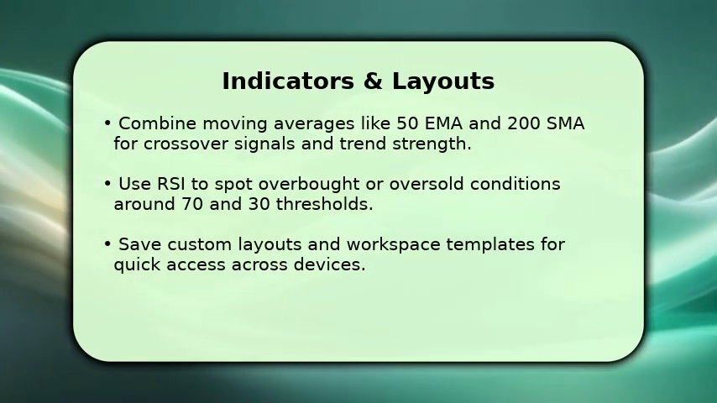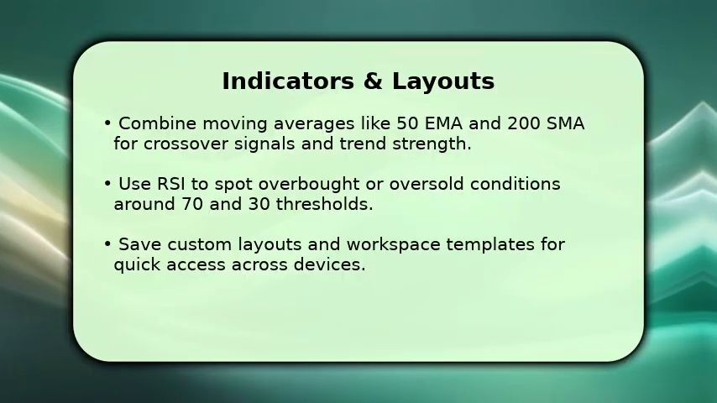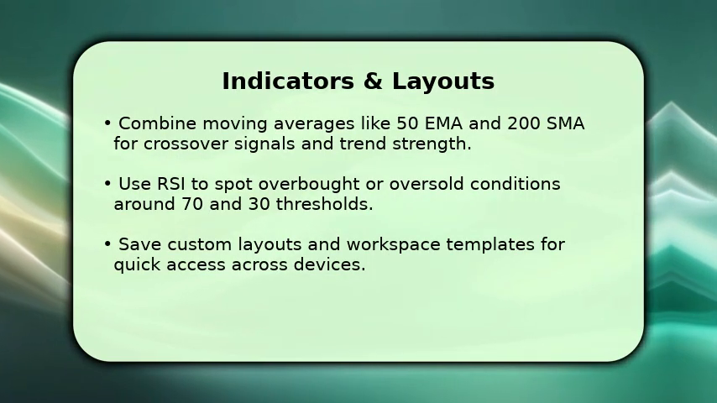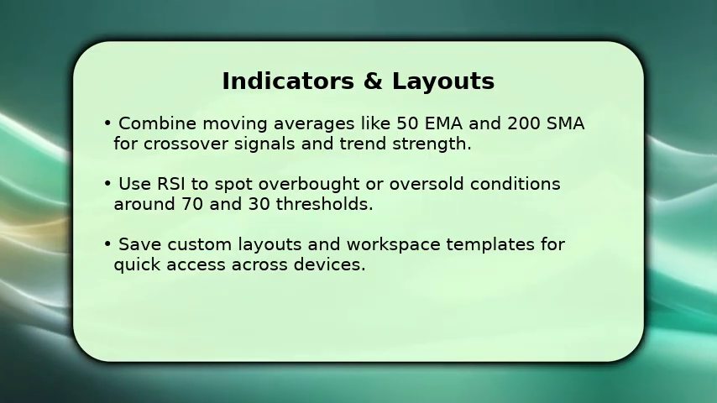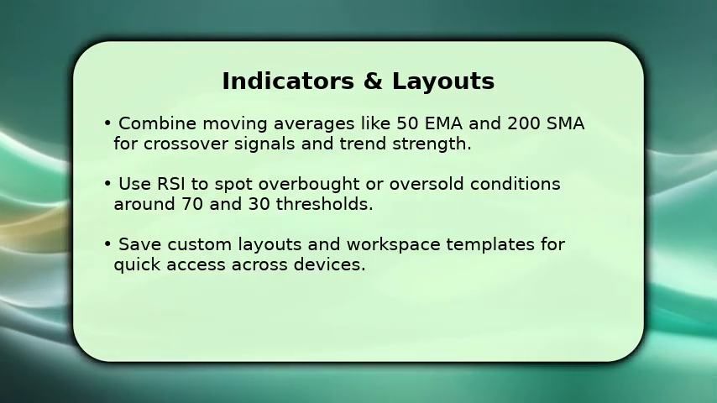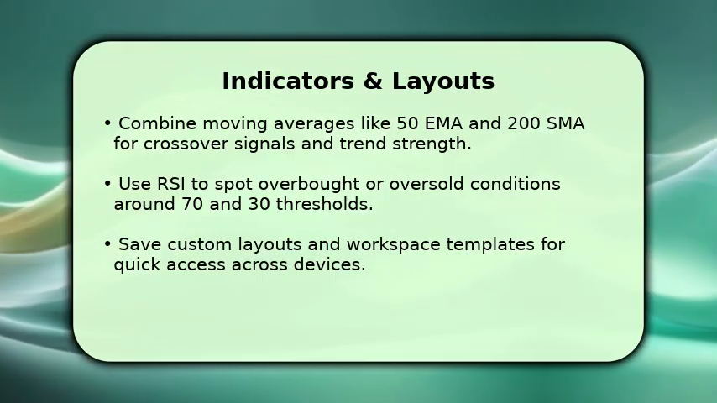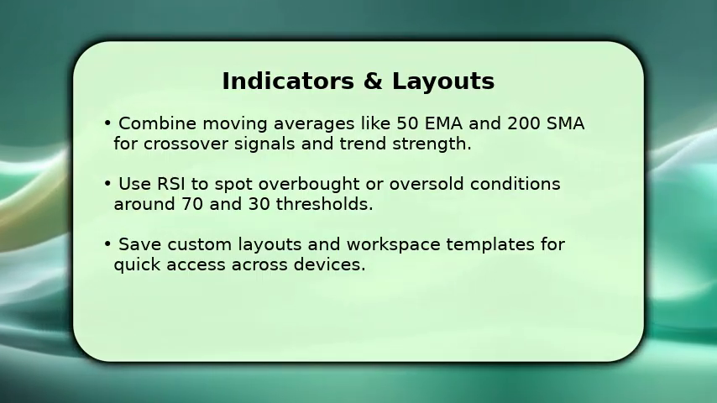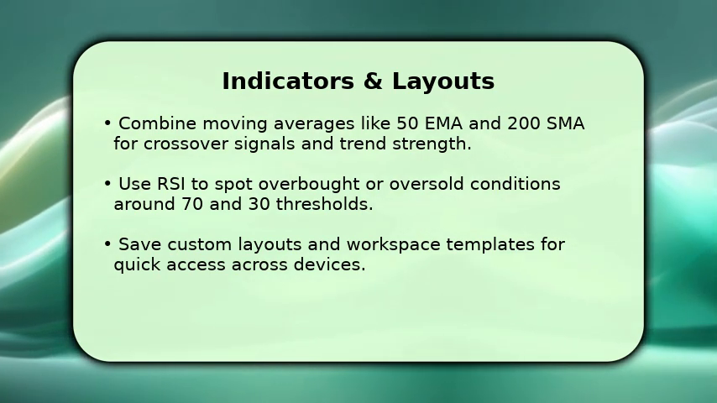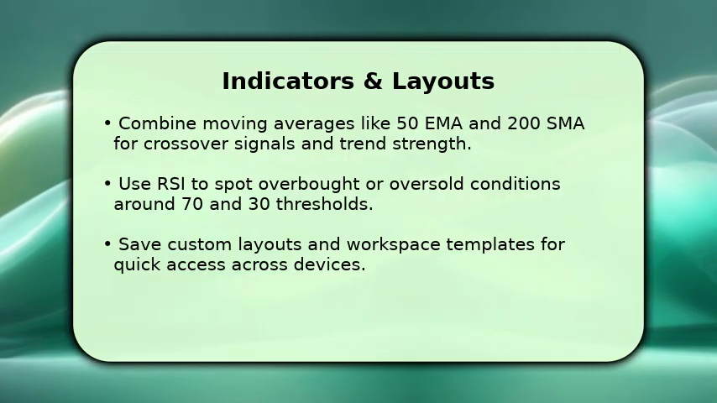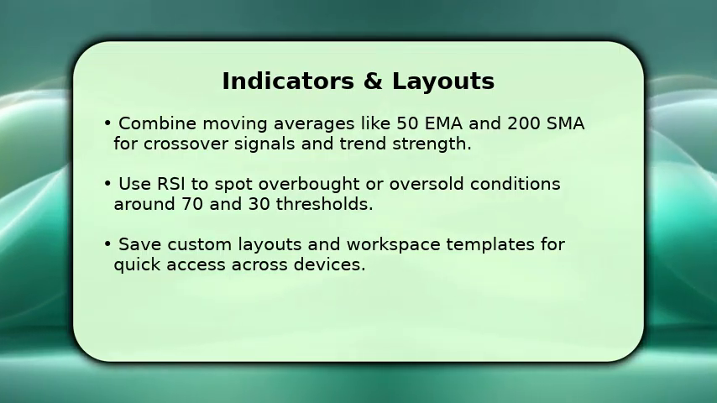Apply indicators such as 50 EMA and 200 SMA to watch for crossovers and trend direction. Add RSI to highlight overbought or oversold moments near 70 and 30, and consider MACD for momentum confirmation. Arrange lower panes for indicators and top pane for price, then save the layout so you can recall your preferred setup instantly on desktop or mobile.